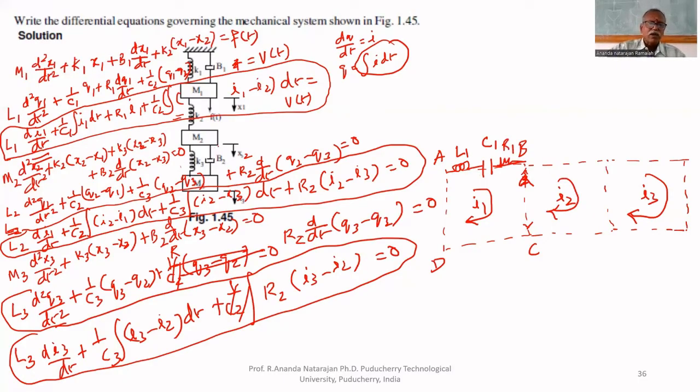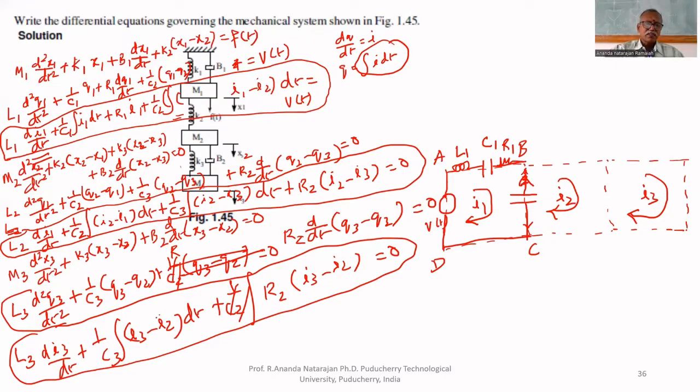L1, C1, R1. Then C2. The current through C2 is I1 minus I2. Therefore, C2 must be here. Two currents, I1 and I2, are flowing through that. Then V of t is the applied voltage that is in the first loop only. That is here, V of t. That's all. First equation is over.